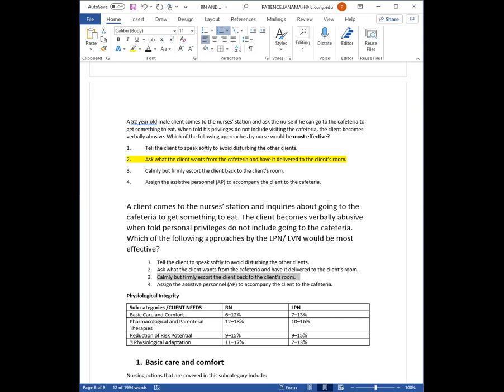Assign the assistive personnel to accompany the client to the cafeteria. This is not a client you will assign to somebody, because of safety; you don't want to assign this client to anybody. The client basically needs to go back to their room because their privileges have been restricted, before you start asking what they want and what can be ordered for them. The client can have somebody go order it, or a relative bring the food for him. So calmly and firmly escort the client back to the client's room.